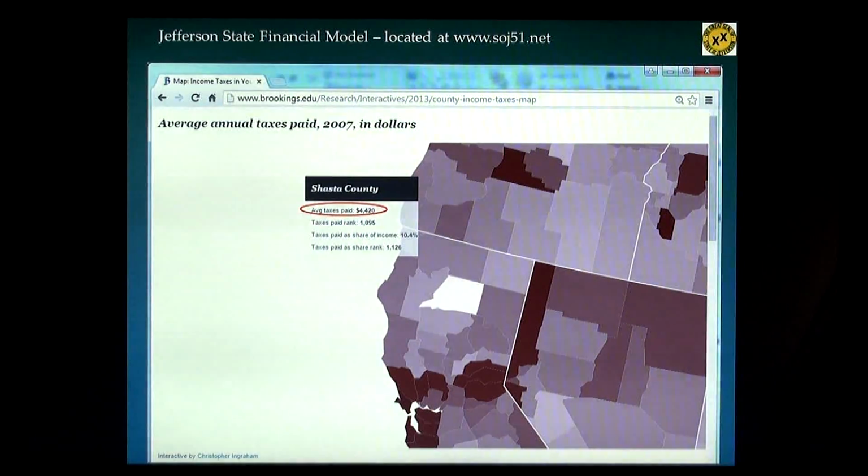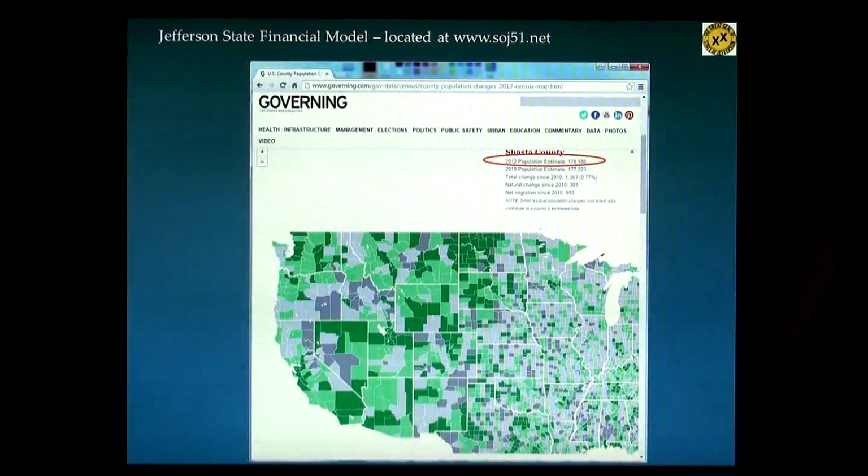We go back to the governing site, and that again pulls our population. So those two numbers multiplied together, again, 85% of that goes back to the county of Shasta where the money was derived from, and 15% of that goes to finance part of the state of Jefferson's budget.